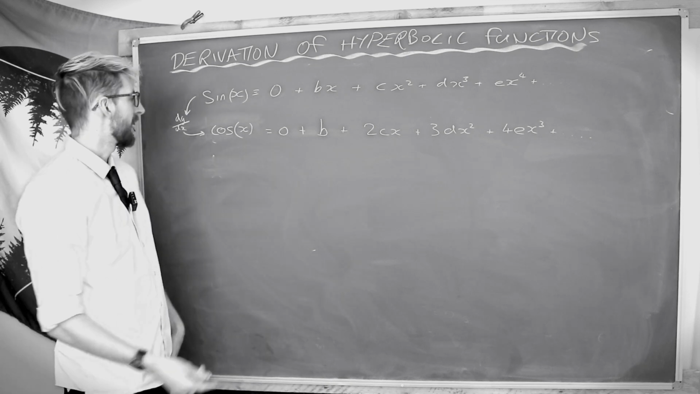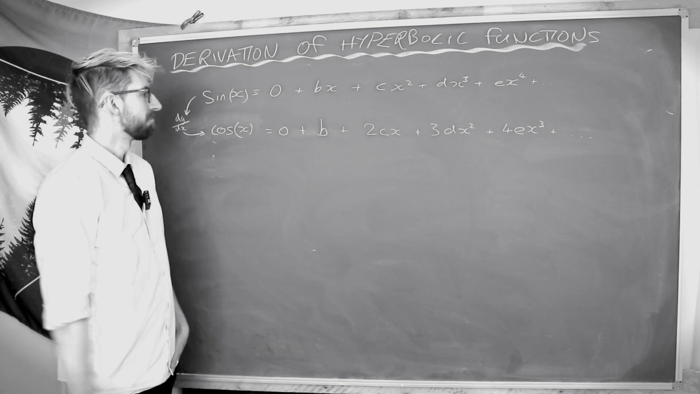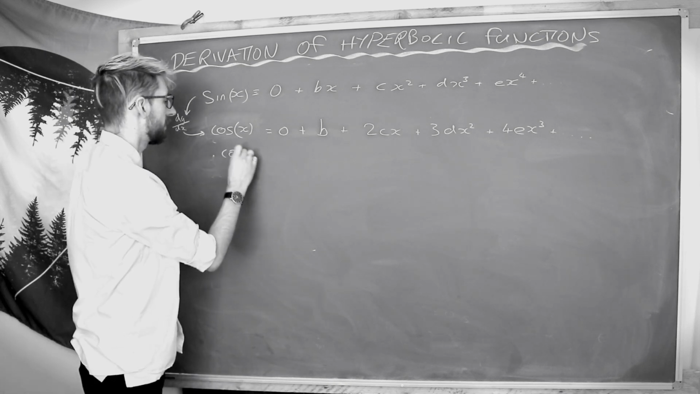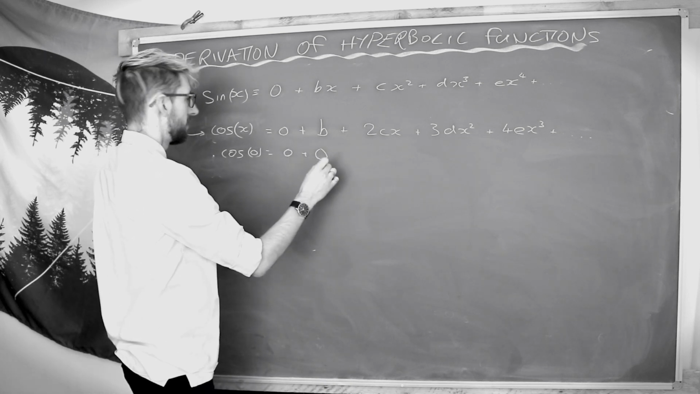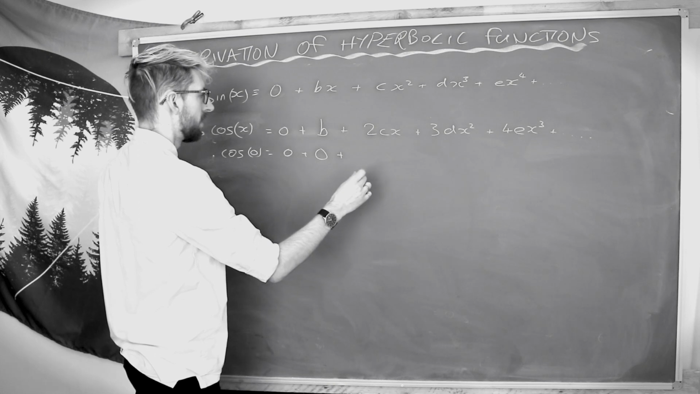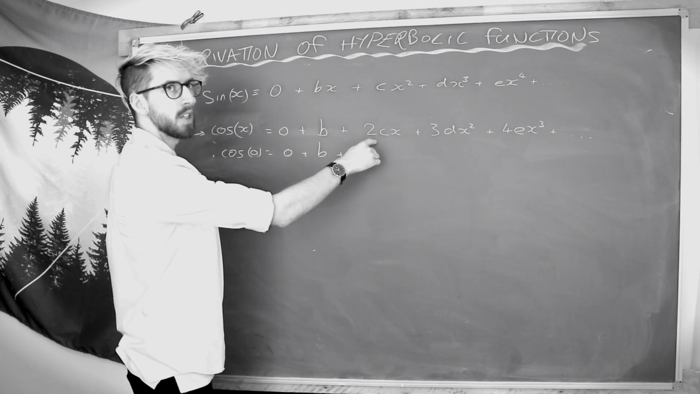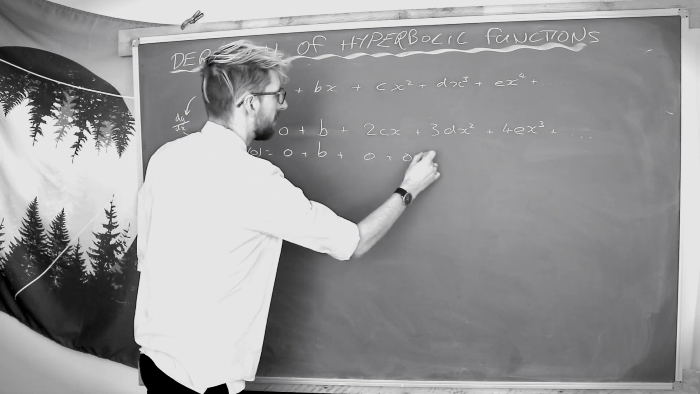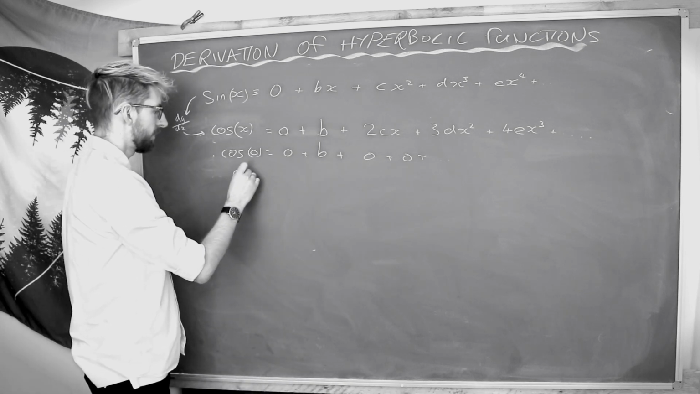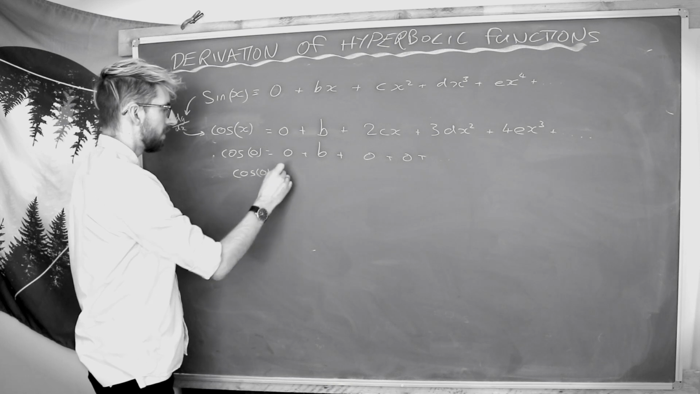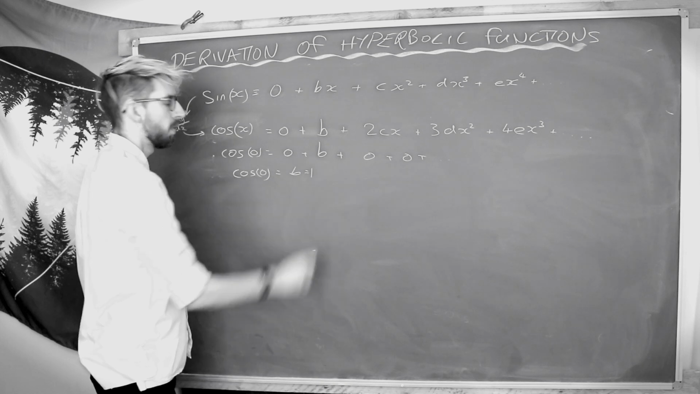Now we're going to play our little game again, because we've just got b by itself. There's no x on there. So we're going to do cos of 0 is 0 plus 0 plus, oh no, b plus 2 times c times 0, 0 plus 0 plus so on and so on. So we find b is equal to cos of 0. Cos of 0 is 1.